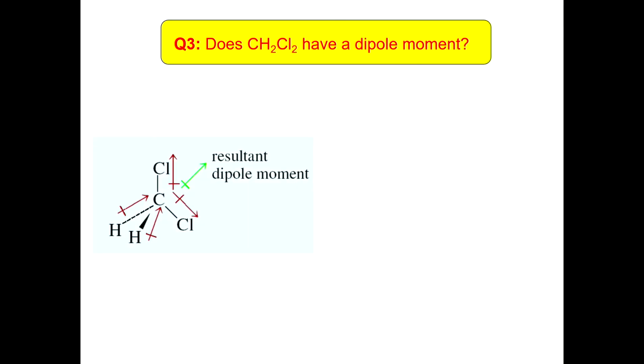And in this case, we can say carbon-chlorine has a moment, and hydrogen-carbon has a moment, and the directions of the moments are like this, and the direction of the final moment is like this. So this molecule is polar.